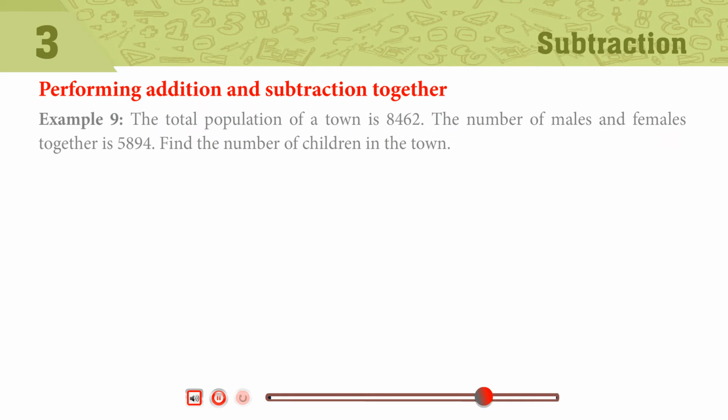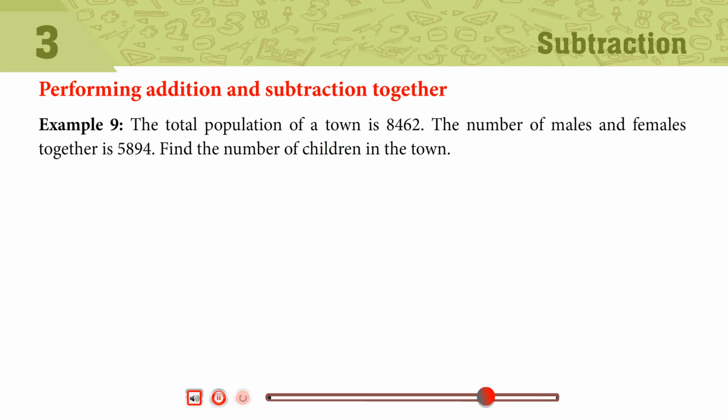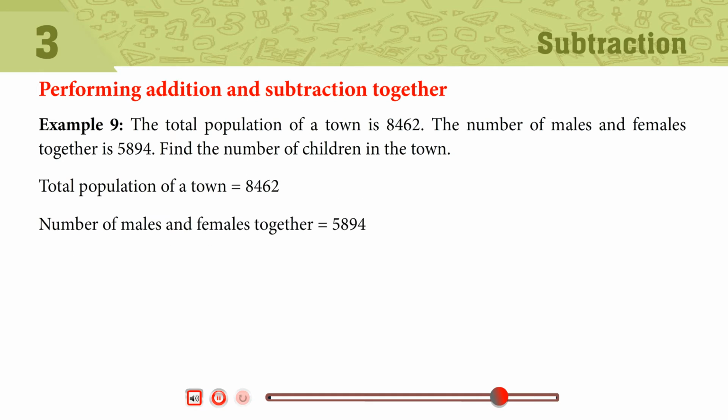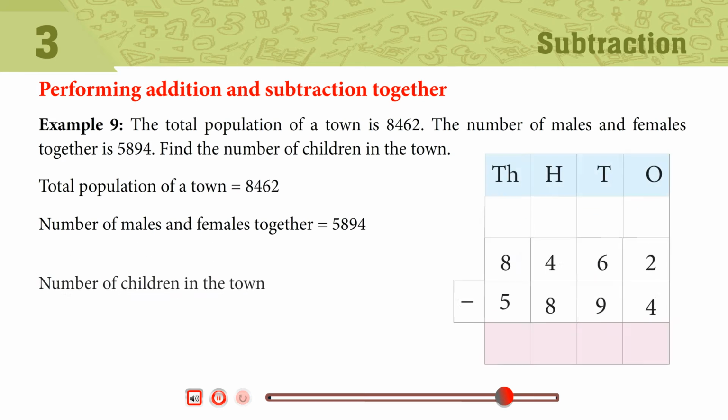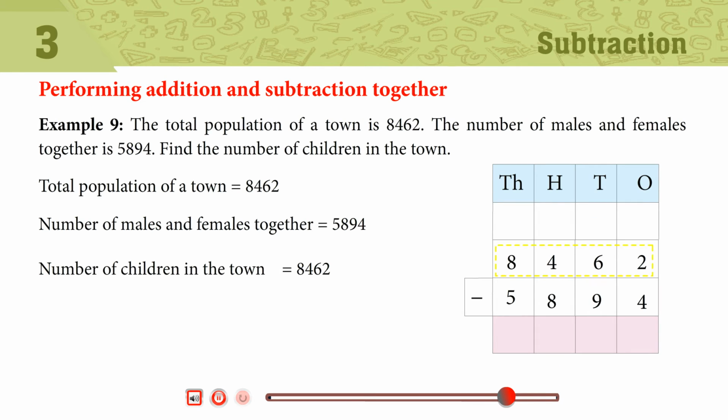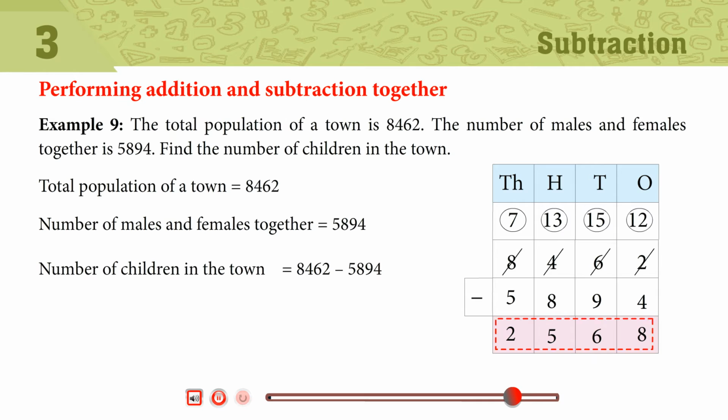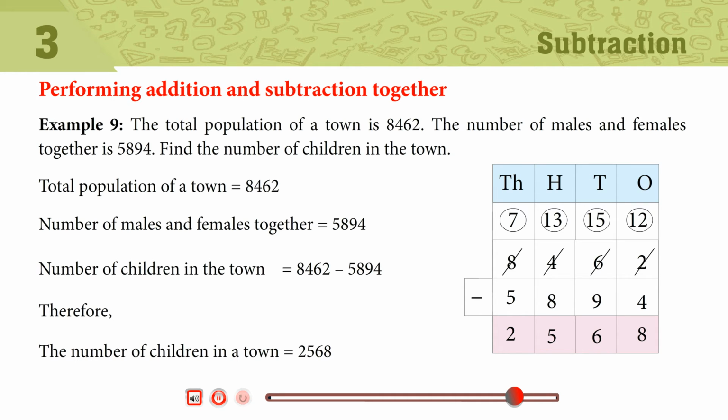Example 9. The total population of a town is 8,462. The number of males and females together is 5,894. Find the number of children in the town. The total population of a town is equal to 8,462. Number of males and females together is equal to 5,894. Number of children in the town is equal to 8,462 minus 5,894 is equal to 2,568. Therefore, the number of children in the town is equal to 2,568.